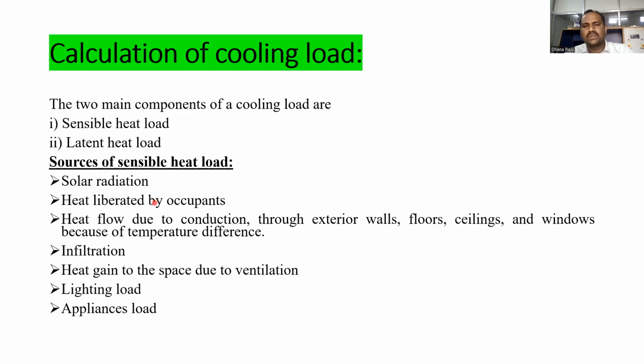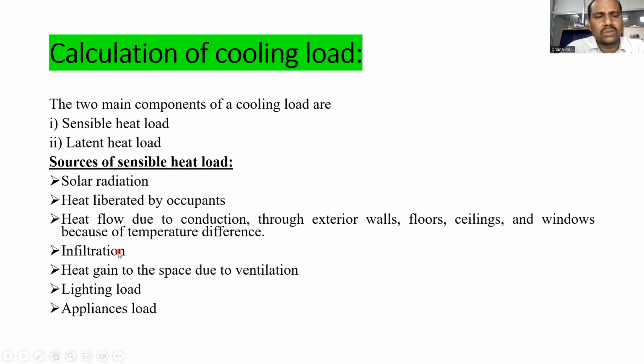And occupants. A major source of heat generation is occupants. Since human body temperature is 37 degrees centigrade, where the space is to be maintained at 24 degrees centigrade, the majority of heat is liberated by the people. So sensible heat is gained from the occupants. And heat flow due to conduction through exterior walls, floors, and ceilings occurs because of temperature difference. Whenever a temperature difference exists between the inside space and the outside, heat is transferred by conduction from high temperature to low temperature through walls, floors, ceilings, etc.